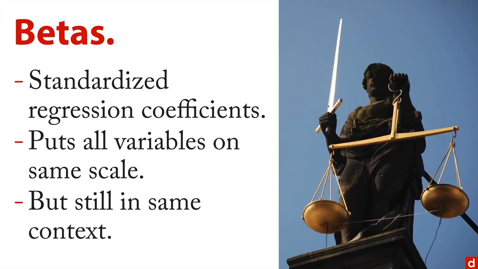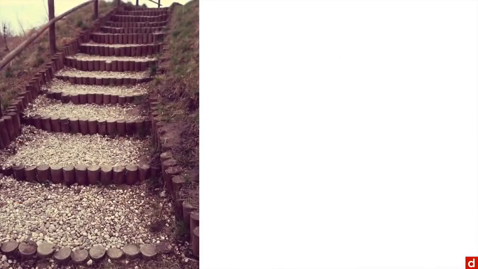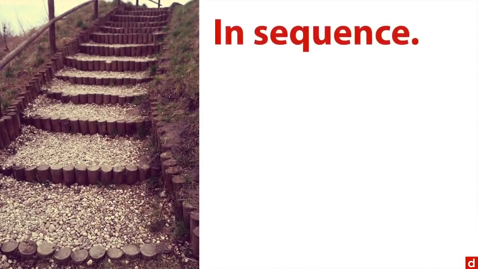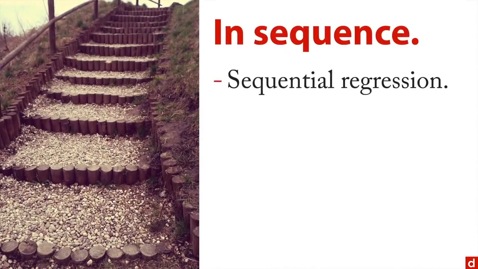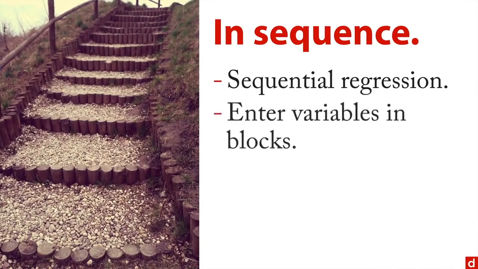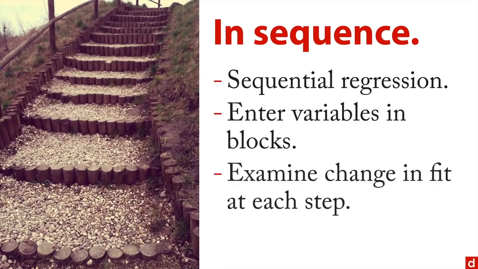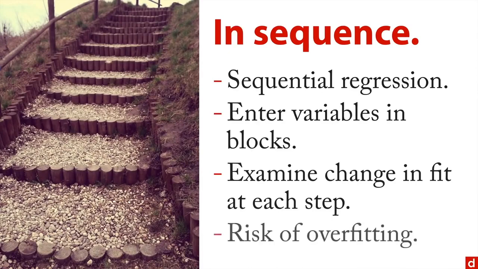So one way to try to get around that is to do what they call stepwise procedures, where you look at the variables in sequence. There are several versions of sequential regression that allow you to do that. You can put the variables into groups or blocks and enter them in blocks and look at how the equation changes overall. You can examine the change in fit at each step. The problem with a stepwise procedure like this is it dramatically increases the risk of overfitting, which again is a bad thing if you want to generalize your data.